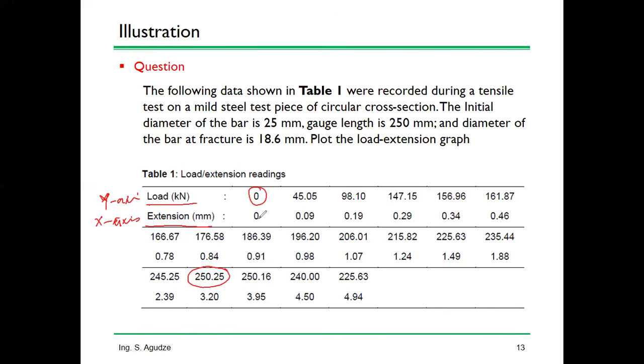Again, if we take the x-axis, the minimum value here is 0. And if we go through, we will notice that the maximum value is what? 4.94. So let's keep these numbers. We are going to use them. Y-axis, which is the load axis, minimum is 0, maximum is 250.25, and then the x-axis, extension, minimum is 0, and the maximum is 4.94. Okay, so let's keep these values.